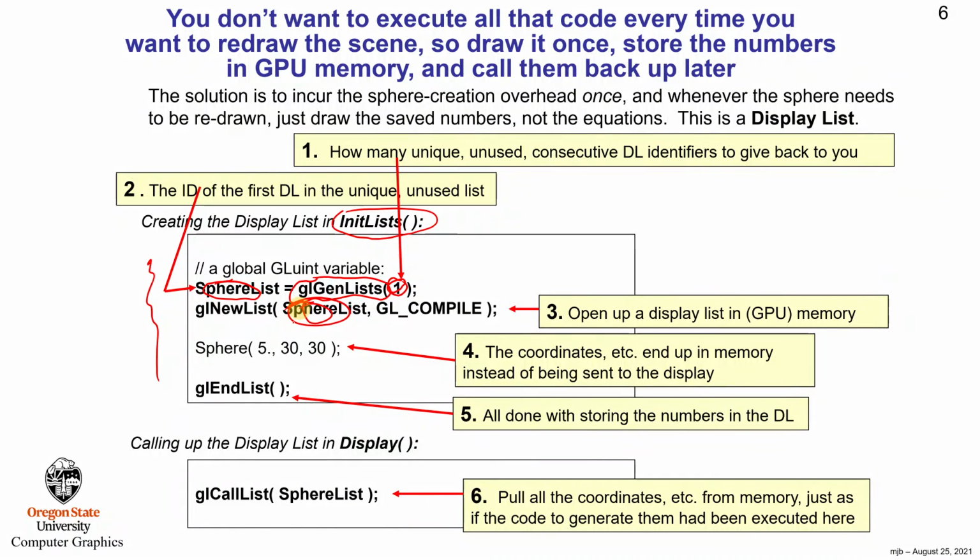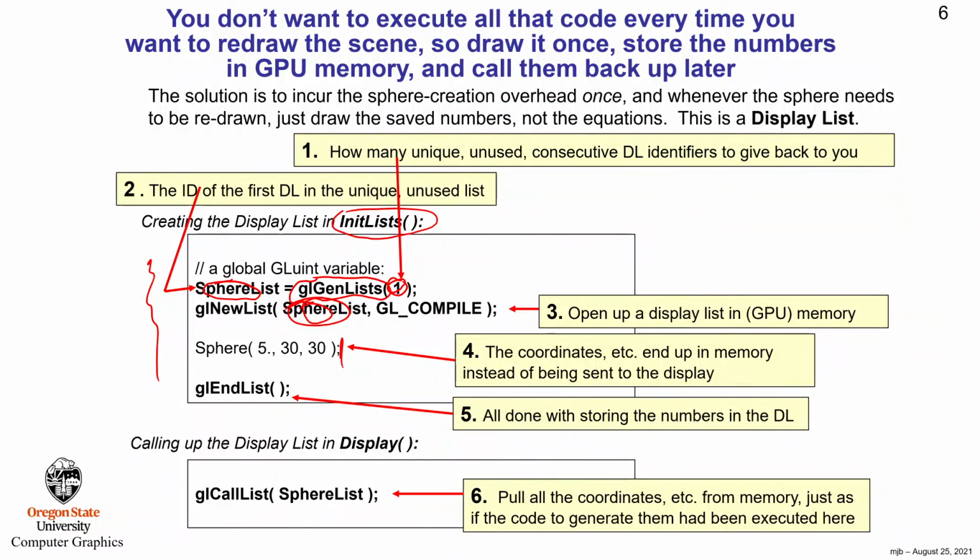New list sort of changes the switch on the railroad tracks. That is, before, every graphics command you gave went to the graphics system. Now every graphics command you give goes to GPU memory. So new list causes that to start happening. Now you go ahead and do what you do.